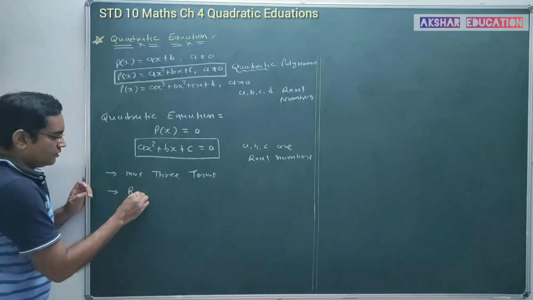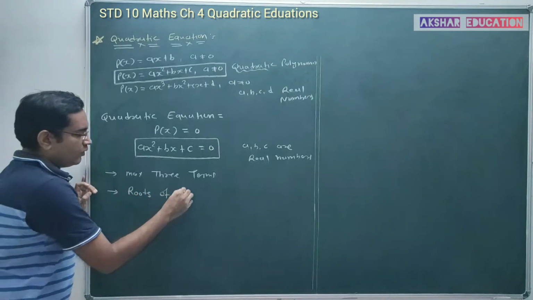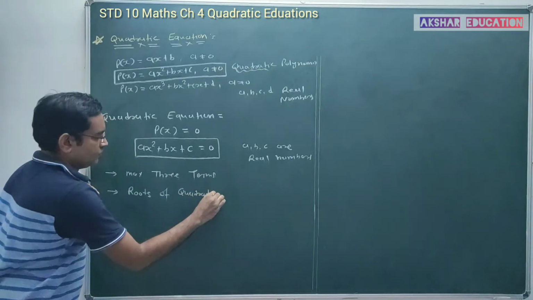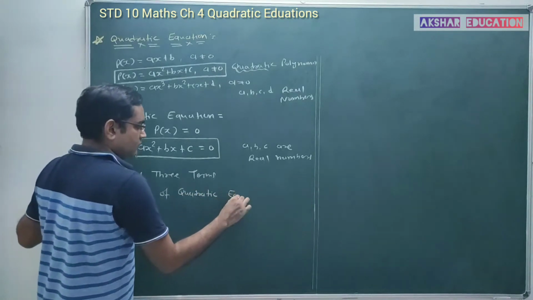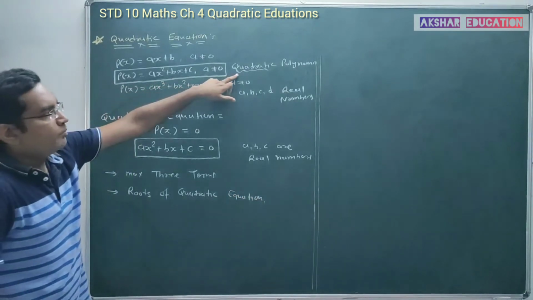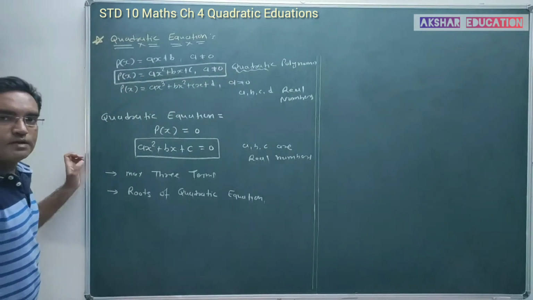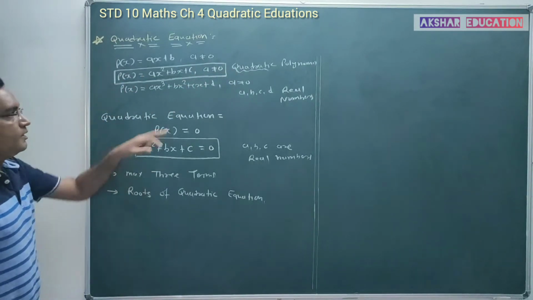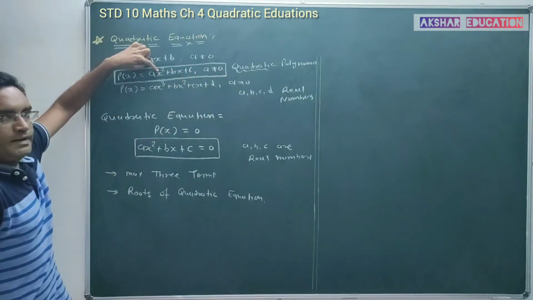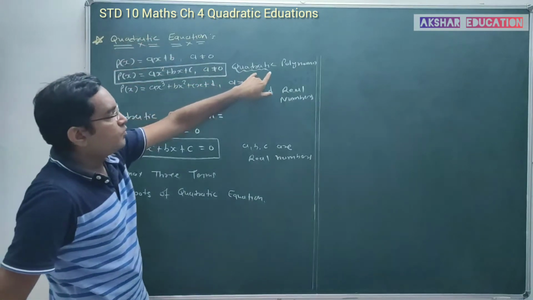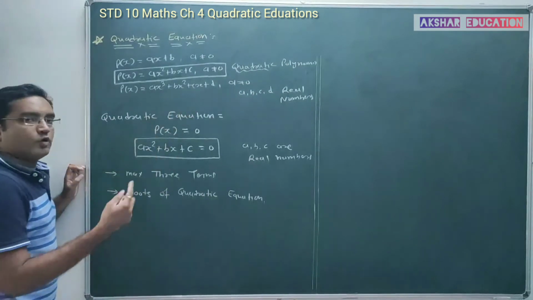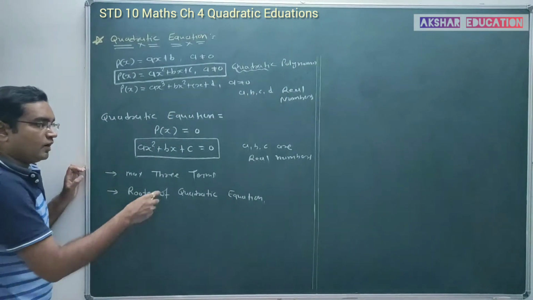Now, roots of quadratic equation. What is the root of a quadratic equation? We have studied that for any quadratic polynomial, maximum 2 real zeros are there. The number of zeros of a polynomial is equal to the degree of the variable x. So we have discussed that maximum 2 real zeros are there for any quadratic polynomial. Those zeros of the quadratic polynomial are nothing but the roots of the quadratic equation.